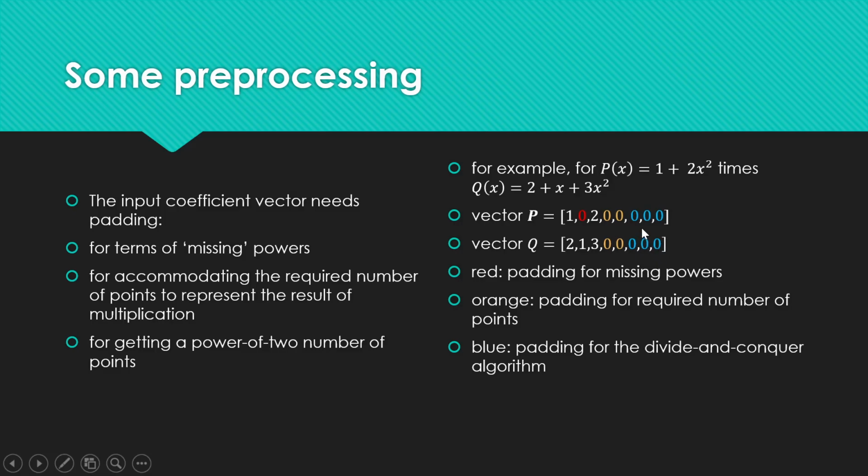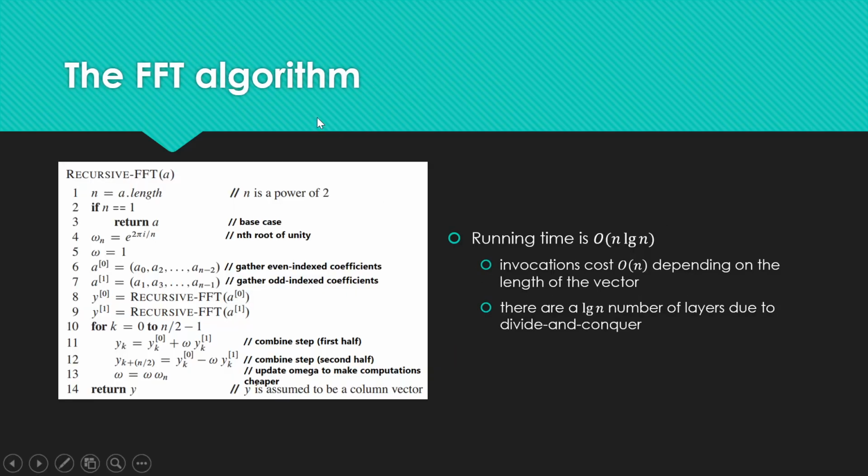So the idea is to apply FFT on vector P and then apply it on vector Q. Once we get another vector, we do pointwise multiplication with them, and finally do inverse FFT to turn them back into coefficient representation. The FFT algorithm is shown here.